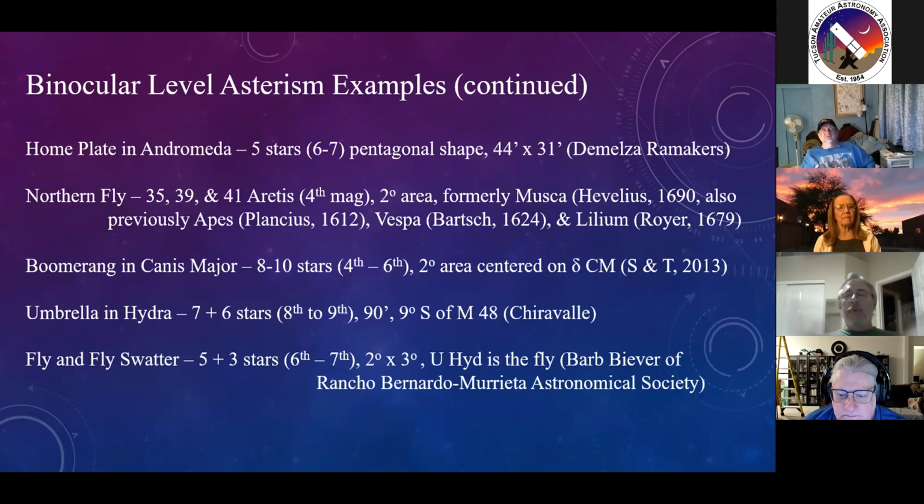Okay, a few other binocular ones, and I've just listed them here. There are a couple of common ones, but one of the things I wanted to try to point out, primarily by selecting these 5 here, were the different sources. The Home Plate in Andromeda, which is 5 stars in a pentagonal shape. It's about a third of a degree in area.